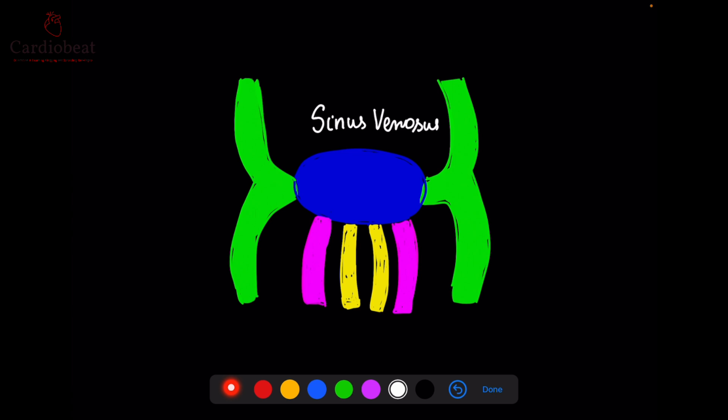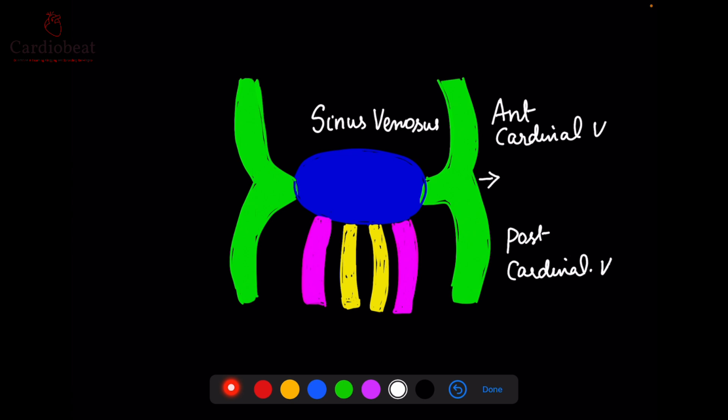and we have the green structure. The cranial green structure is the anterior cardinal vein, and the one which is caudal is the posterior cardinal vein, and both of these join together to form what is called the common cardinal vein, and this common cardinal vein drains into the sinus venosus.